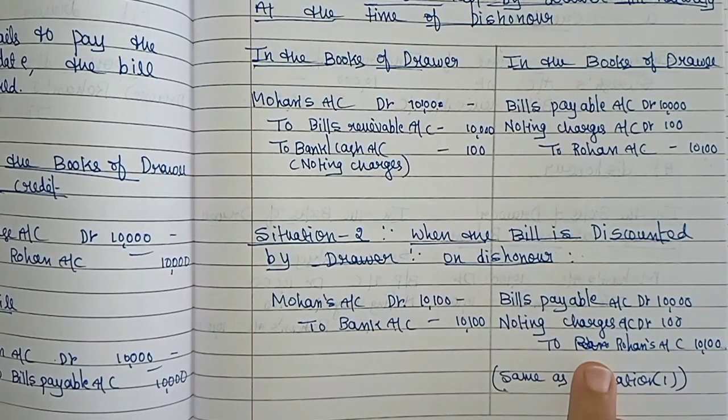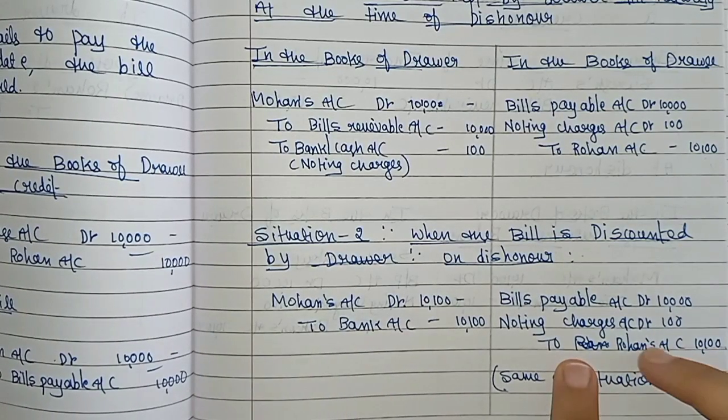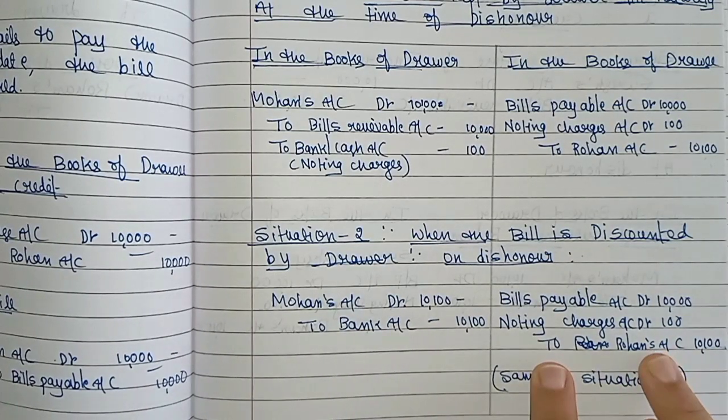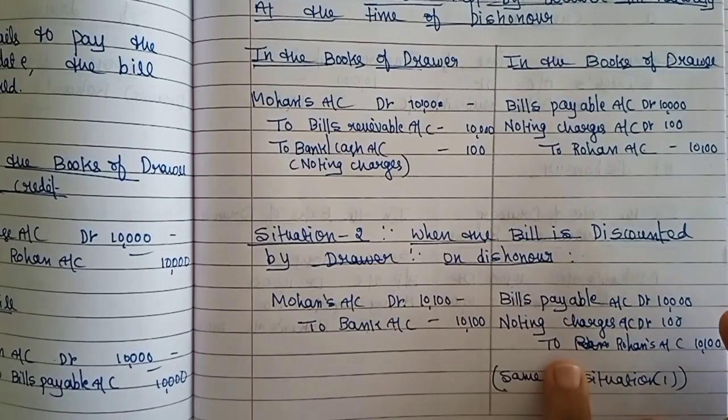Here Rohan, the drawer, becomes the person to whom Mohan owes money. That means Rohan is the giver of benefit, so credit the giver. So we need to credit Rohan's account. This entry is the same in all situations: bills payable account debtor, noting charges account debtor to Rohan's account. Why do we credit Rohan's account here? Because Rohan becomes the person to whom Mohan owes money. Rohan is the giver of benefit, so we need to credit Rohan's account.